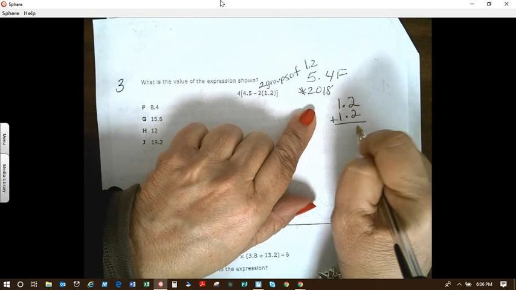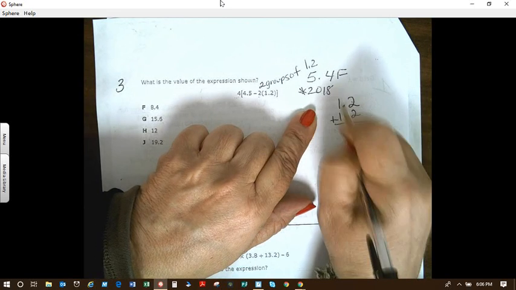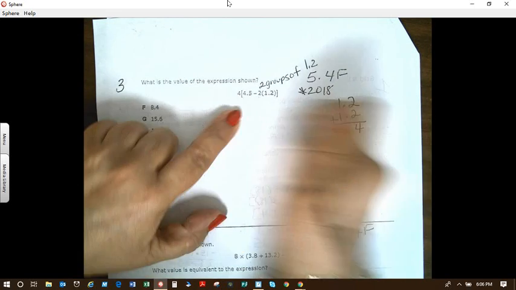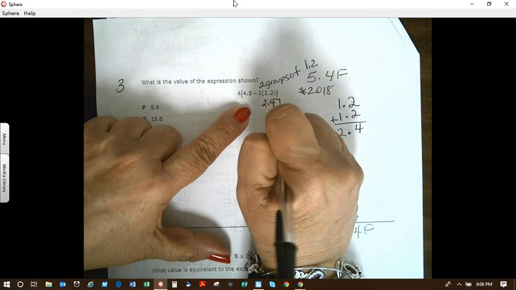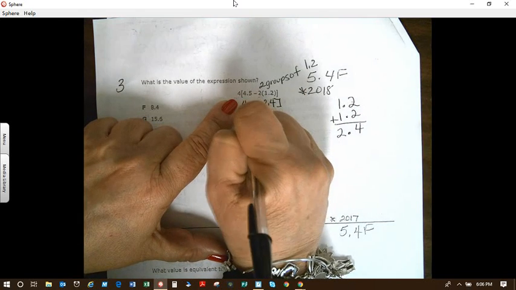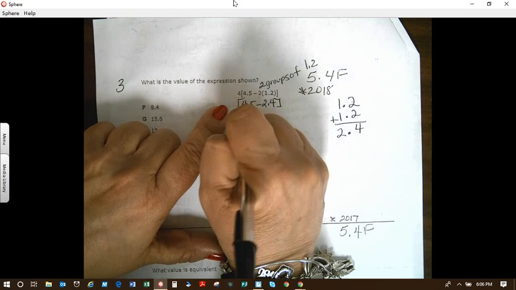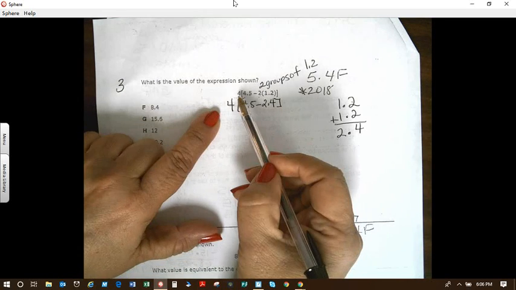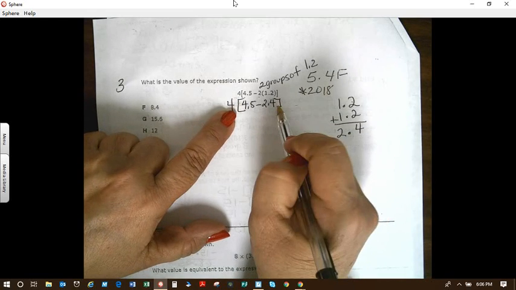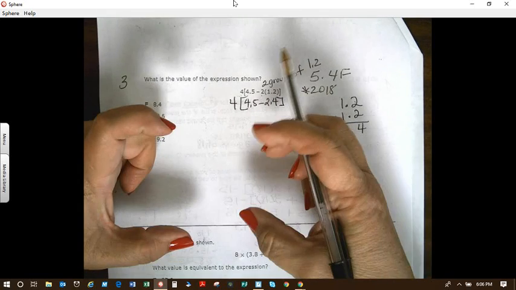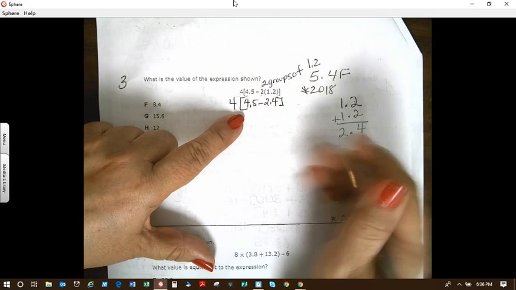2 plus 2 equals 4. Bring down my decimal. 1 plus 1 is 2. And so this is 2 and 4/10. Bring down my 4 and 5/10. Subtract that out, and my 4 here. Now remember, we said that the 4 next to it means multiplication, but I still have to do everything in my brackets. Remember, it's my grouping sets first.